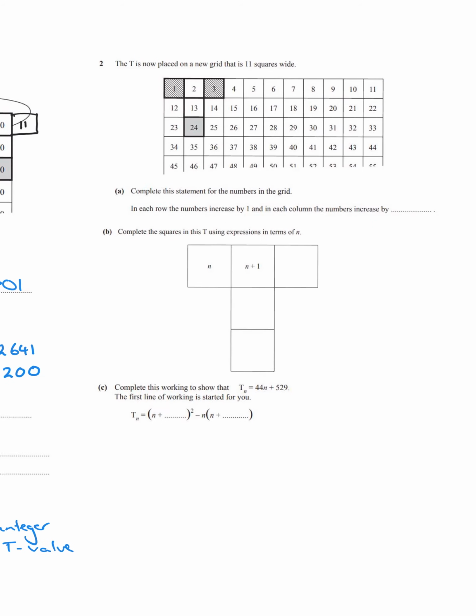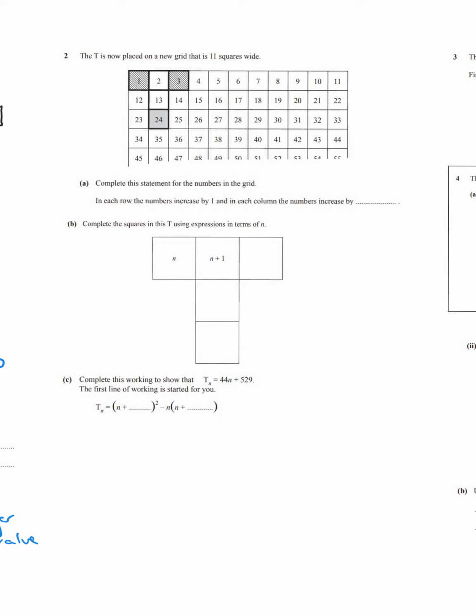Okay, moving on. The T is now placed in a new grid that is 11 squares wide. So now what we're doing is we're applying a similar idea to different size rows, and that links really nicely to the work we did on bases. So let's have a look here.